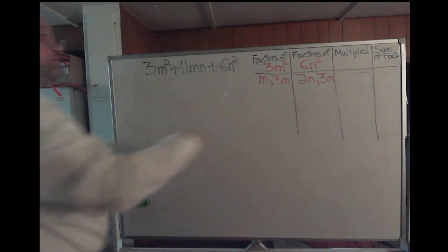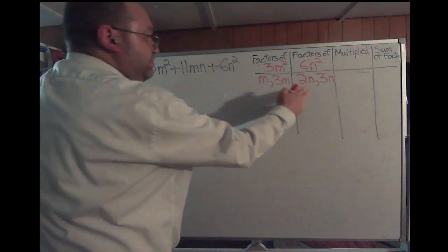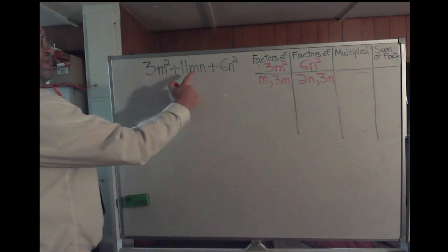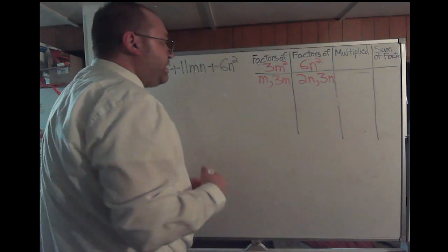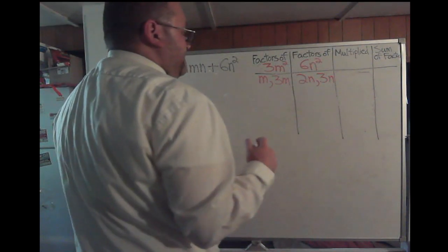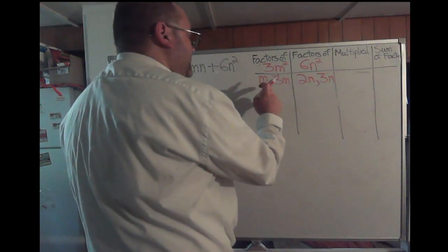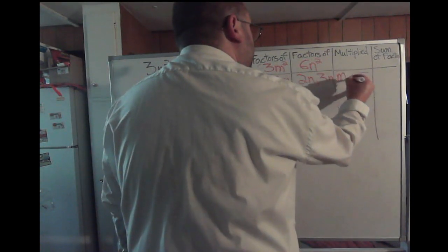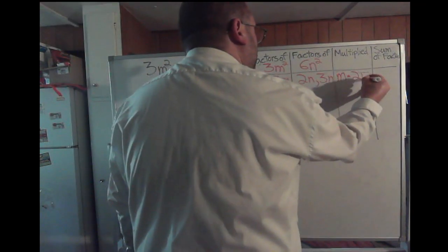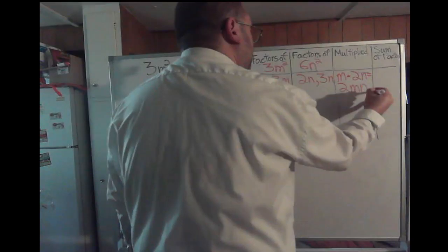Now, we need to be able to multiply these and add the results of the multiplication together in such a way that you get a middle term of 11mn. Well, let's go ahead here. What if we took m times 2n? Let's take m times 2n. You would get 2mn. Okay?